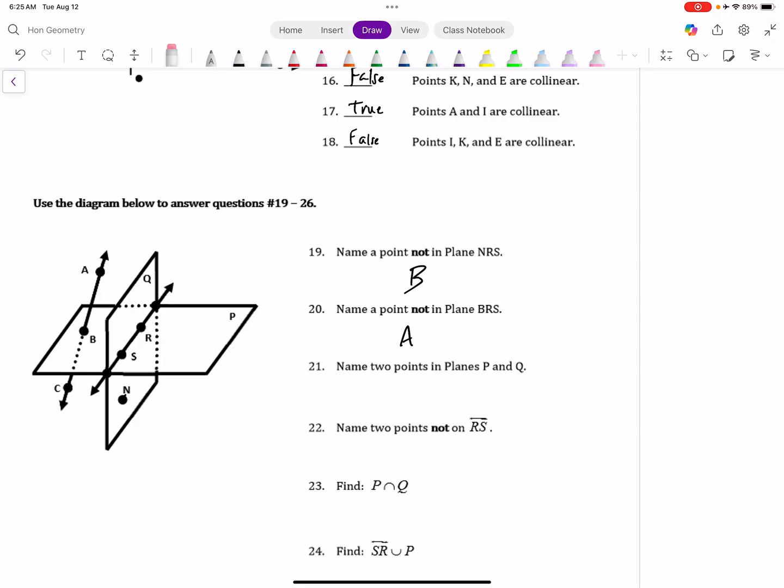Name 2 points in planes P and Q. Okay, so P and Q run together at this line right here. So any 2 points on that line. So S and R. And then name 2 points not on line SR. So N, I could throw that on there. And B. All right, plane P intersects plane Q in line RS. And then line SR union with plane P. So it's all contained in P. So when you throw them all together, that's just plane P.